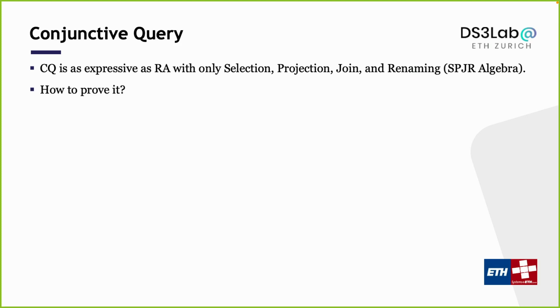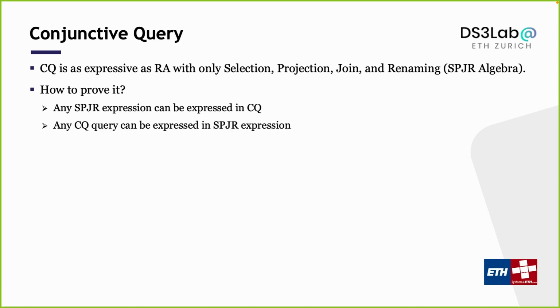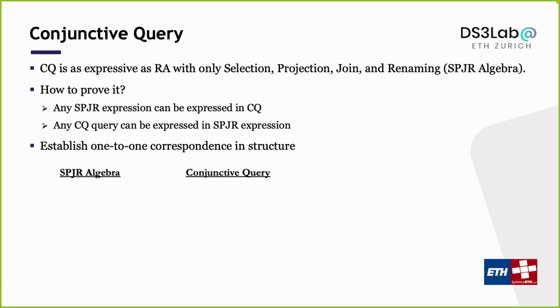Okay? So how to prove it? Well, it's actually not that hard to prove, right? So what do you want to do? You want to do two directions. You want to say, okay, any relational algebra expression with only these four operators can be expressed as conjunctive query, and also you want to prove the other way around. So the way to prove that is to establish this one-to-one correspondence in structure. Okay? You have your relational algebra on one hand, you have your conjunctive query on the other hand.